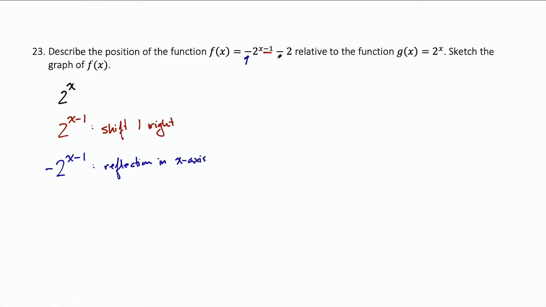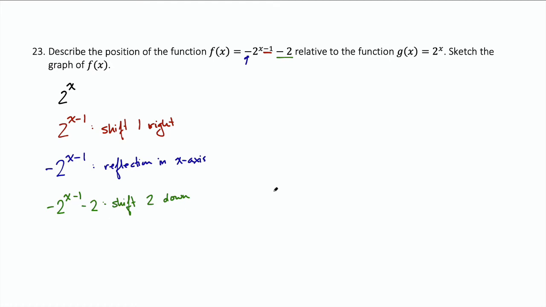And finally, we've got this minus 2 at the very end. And if you take an entire function and then subtract a number, that's a vertical shift. And subtracting is down. So we're going to go down 2 units. Okay, so that is the description of the position of this function. We've shifted 1 to the right, reflected in the x-axis, and then shifted 2 units down.